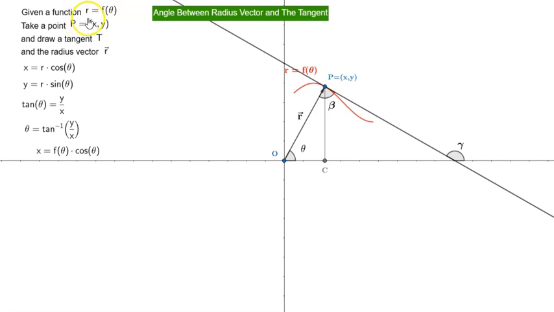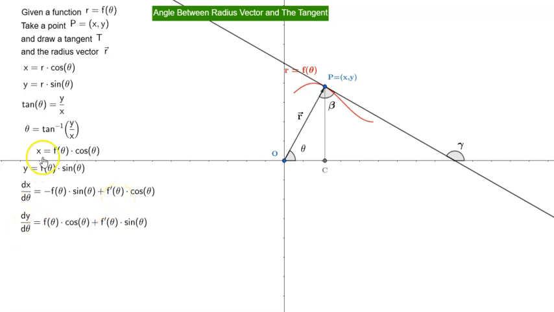Our function is r equal to f theta. And here we have x equal to r cos theta, which means we can write x as f theta times cos theta. Similarly, y is equal to r sine theta, and we can write it as f theta times sine theta. Now let's differentiate these two. dx by d theta is equal to f theta as it is, derivative of cos theta, which is minus sine theta, plus cos theta as it is, derivative of f theta is f prime theta.